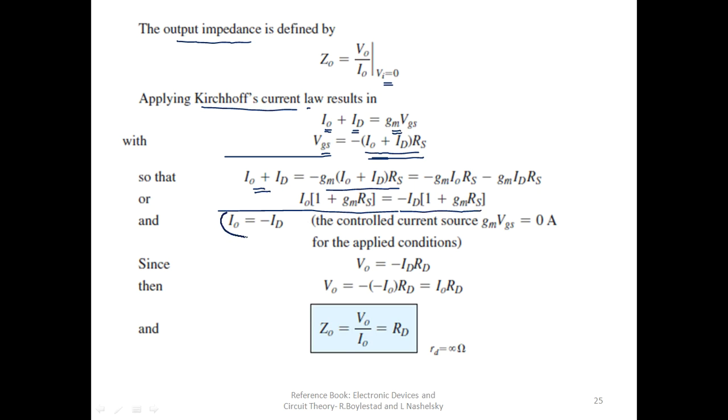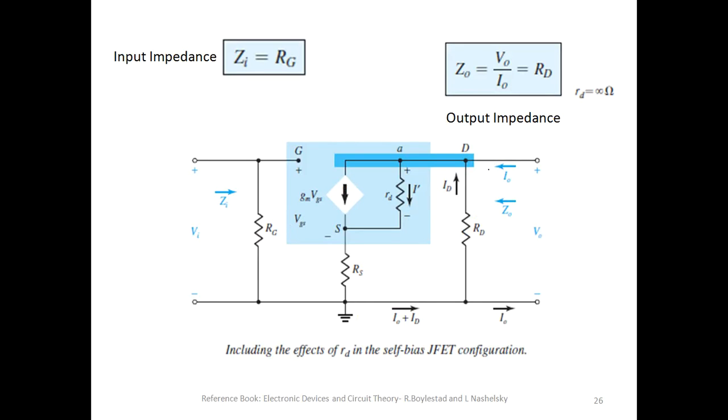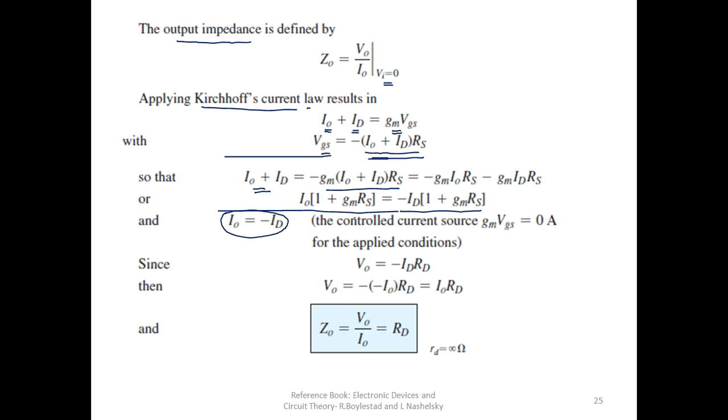Now one more important point here is I0 is equal to minus ID. Let us just check. See, the current directions are opposite, so I can express I0 equal to minus ID because the controlled current source, which is GM into VGS, is equal to 0 amperes. If this effect is not there, then I can express that I0 equal to minus ID. So solving for V0, what do I get further? V0 is this particular simple expression, minus ID into RD.